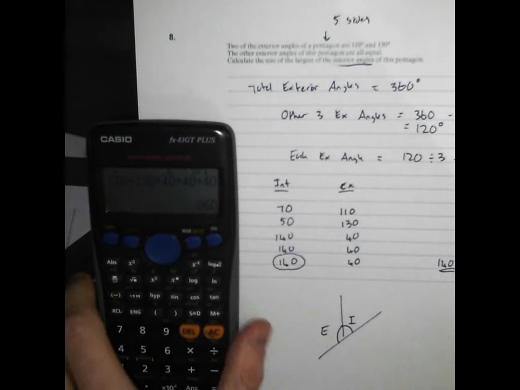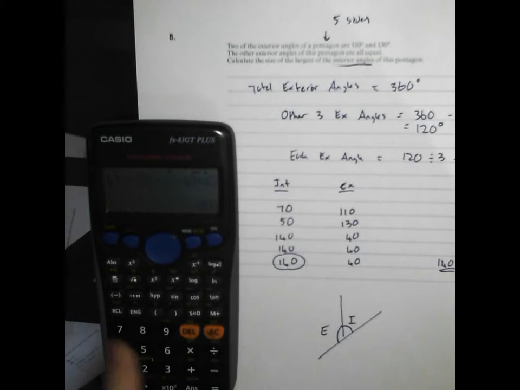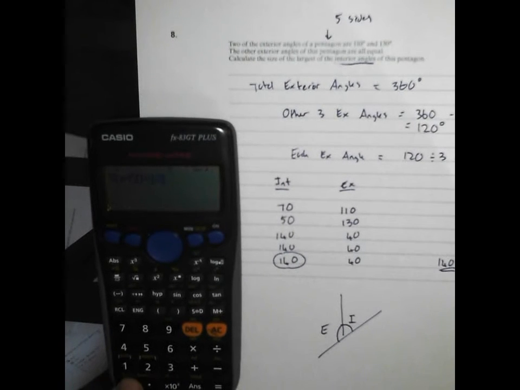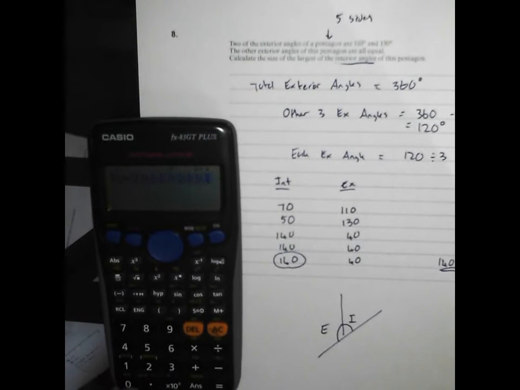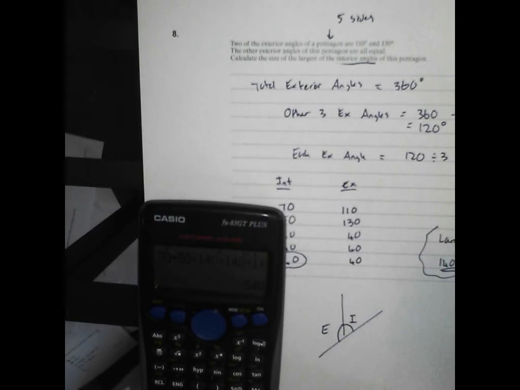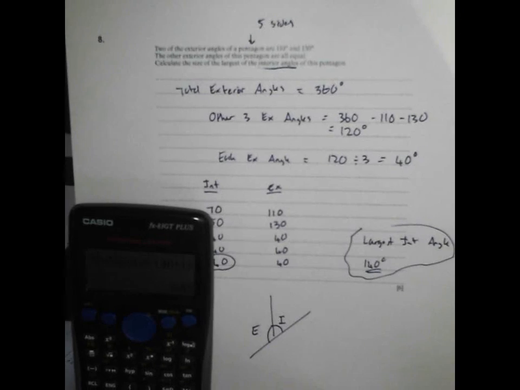Now, just for a bonus, if you want to do a little check here that you've got this right, if I add up all my interior angles, I get 70 plus 50 plus 140 plus another 140 plus another 140, and that's going to come to 540 degrees. And if you know your facts about the sums of the interior angles of polygons, 540 degrees is absolutely spot on for the total sum of the interior angles of a pentagon. So, I'm very happy to write down my largest interior angle is equal to 140 degrees and help myself to some very nice marks.